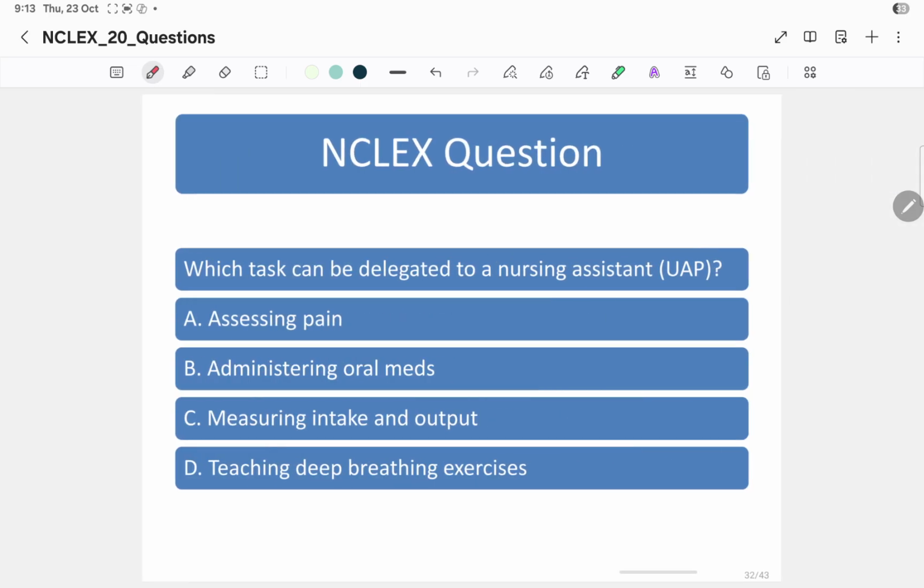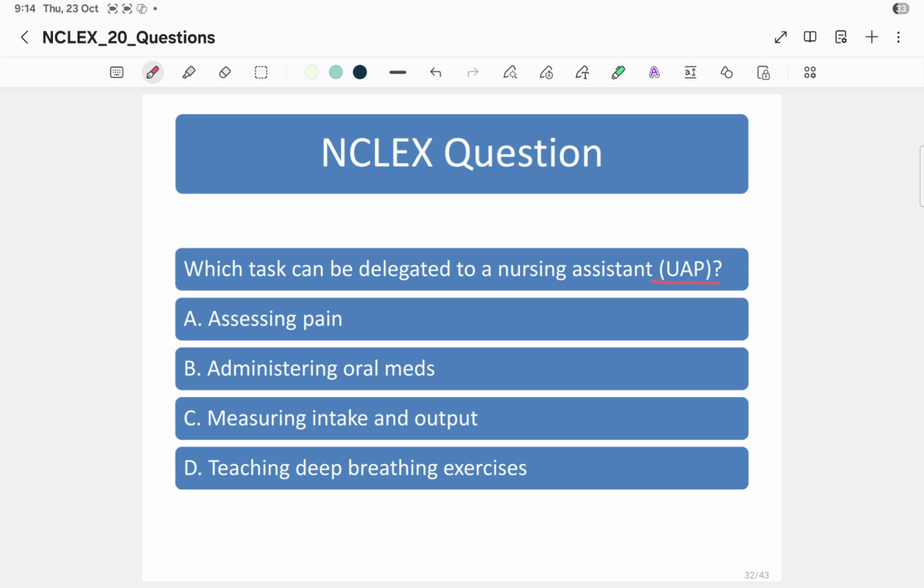Next, which tasks can be delegated to a nursing assistant, UAP? UAP stands for unlicensed assistive personnel. A. Assessing pain. B. Administering oral medications. C. Measuring intake and output. And D. Teaching deep breathing exercise.